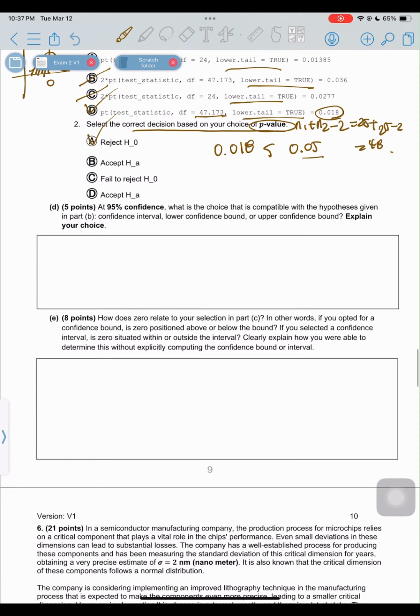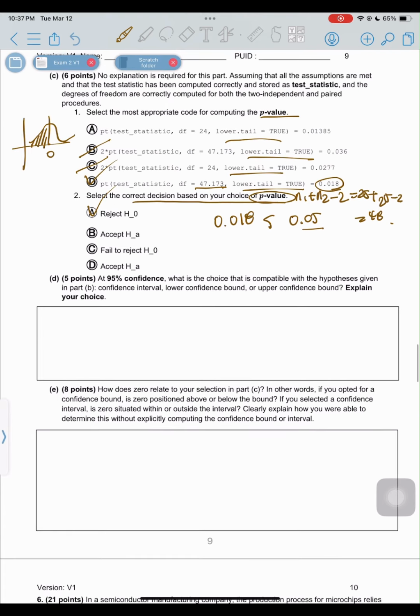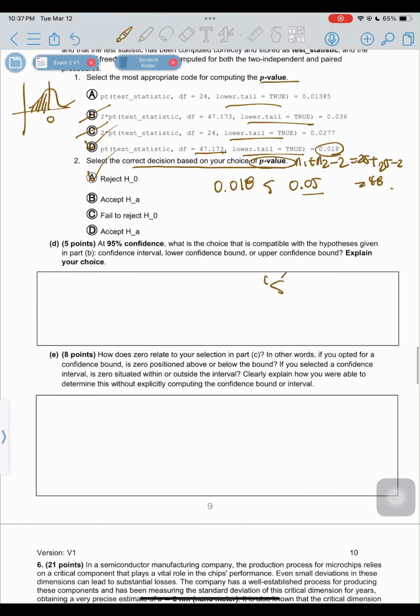Okay, let's move on to D now. At 95% confidence, what is the choice that is compatible with the hypothesis given in part C? Confidence level or confidence interval, lower confidence bound, or upper confidence bound. So since our alternative hypothesis is less than sign, we are going to use upper confidence bound.